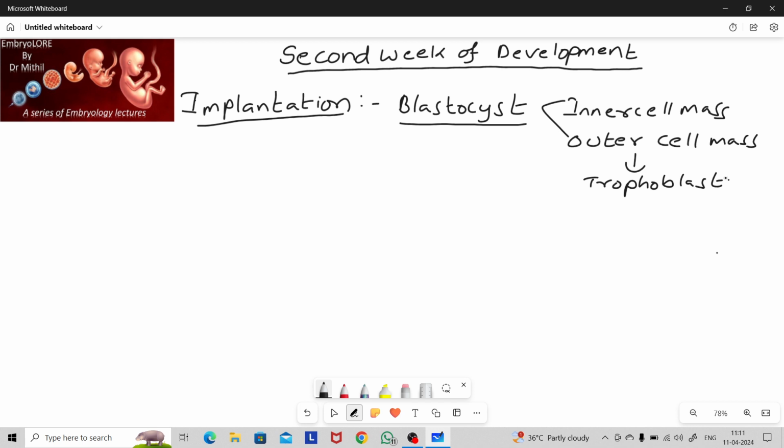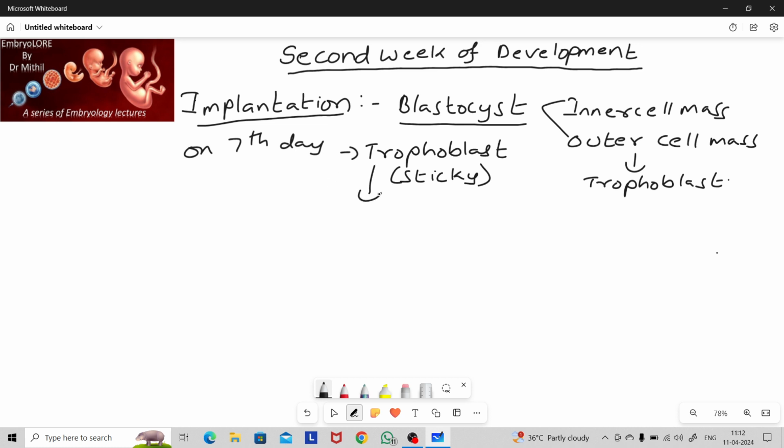Now the process of implantation is defined as the inward growth or implantation of the embryo into the uterus. That is at the end of the first week, on the seventh day. On the seventh day, the polar trophoblast, or simply the trophoblast, is sticky in nature, and it gets attached to the columnar epithelium.